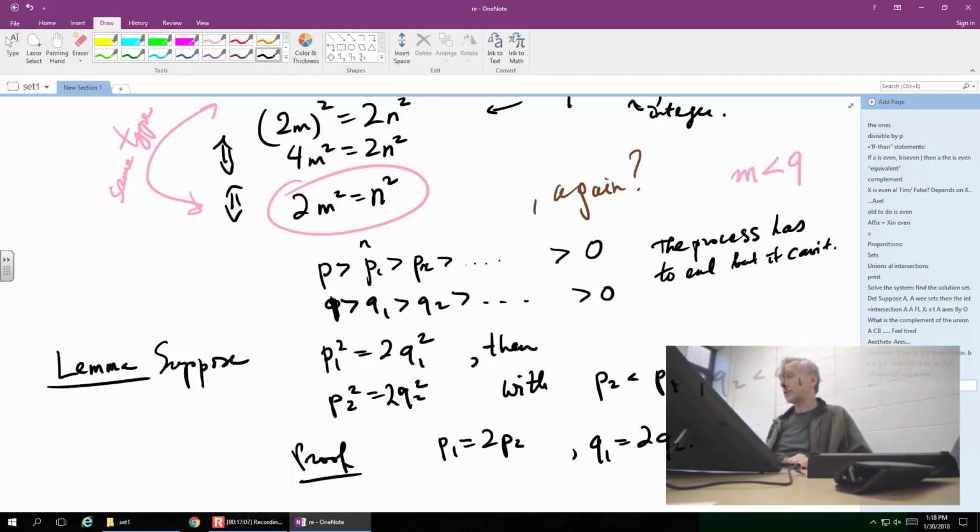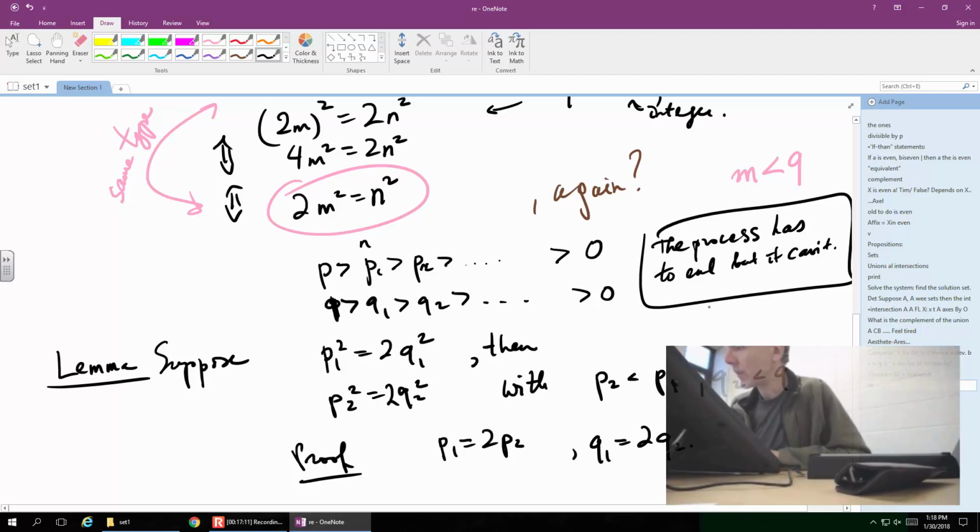Okay, so the conclusion is, what's the conclusion then? We have a process based on this lemma. We have a process that has to end, but it can't. What's the conclusion? Impossible. It's impossible, right? So in other words, that is the contradiction we were looking for.